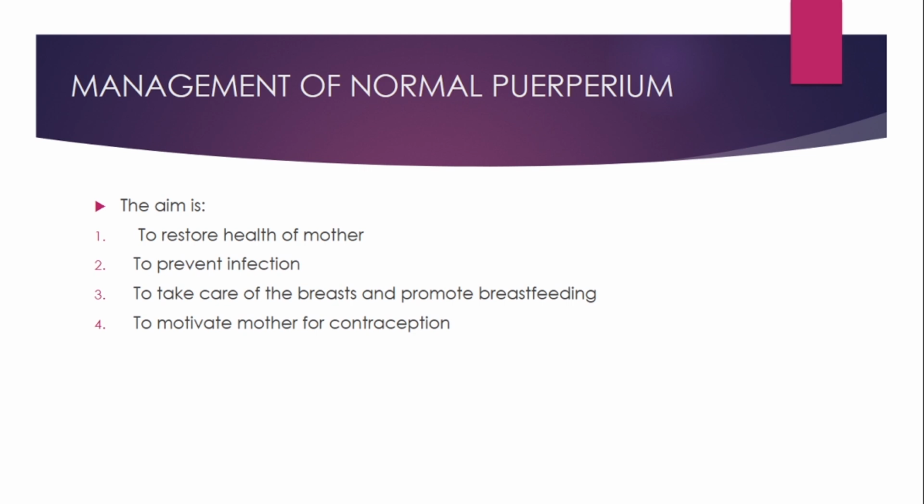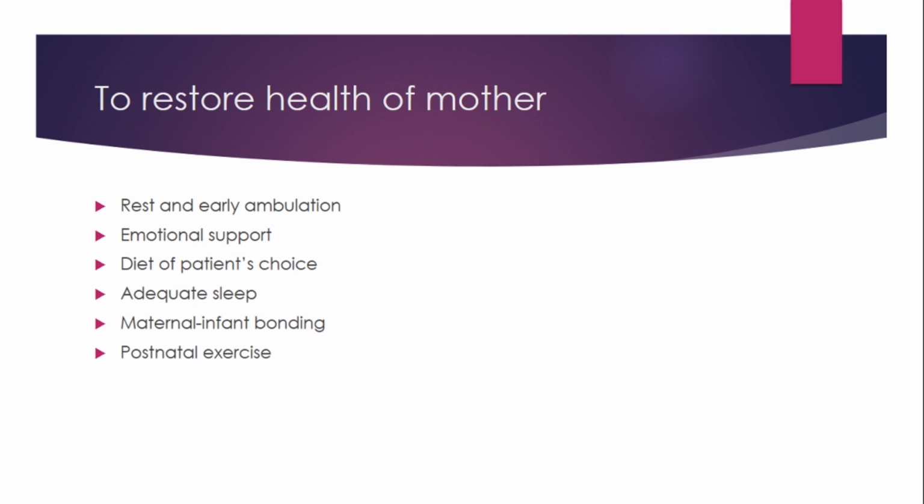So now, how do you manage a normal puerperium? The aim is to restore the health of the mother, prevent infection, take care of the breast and promote breastfeeding, then motivate the mother for contraception. So what do you do to restore the health of the mother? Encourage her to rest and ambulate early. Then support her emotionally. She must be given a diet of her choice. Then sleep adequately. There should be maternal-infant bonding. And of course, postnatal exercise is important.